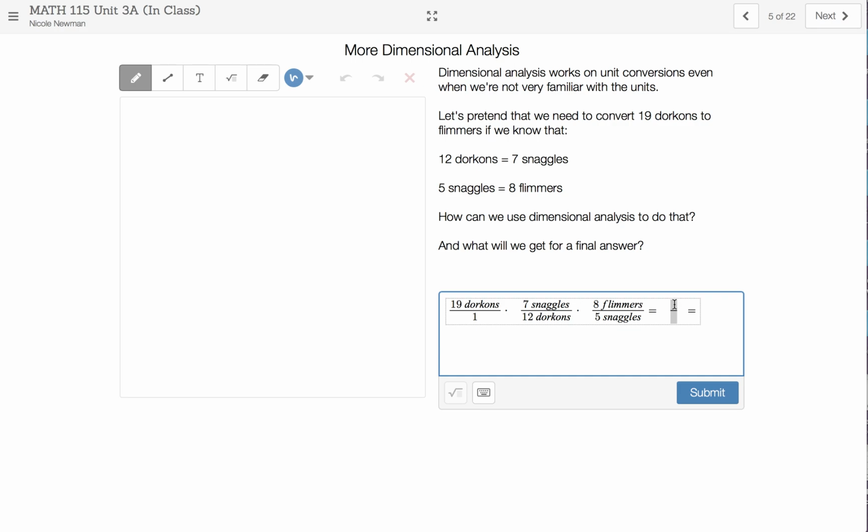All right, when we do this, we'll get 19 times 7 times 8 up top. 1 times 12 times 5 down below is 60. That part I could do in my head. We'll have flimmers left over. And then we need to do 19 times 7 times 8 and divide that by 60. And I don't know what that is, so I'm digging for a calculator. One moment.